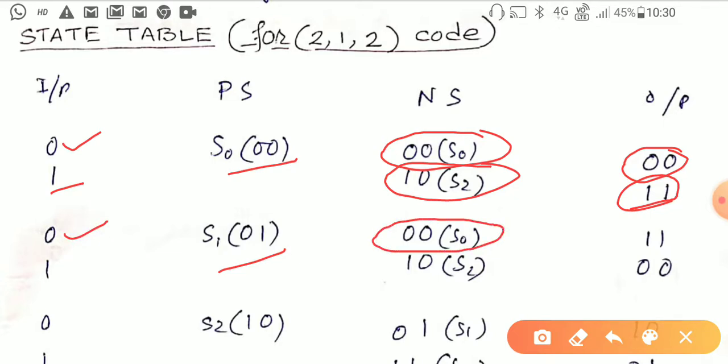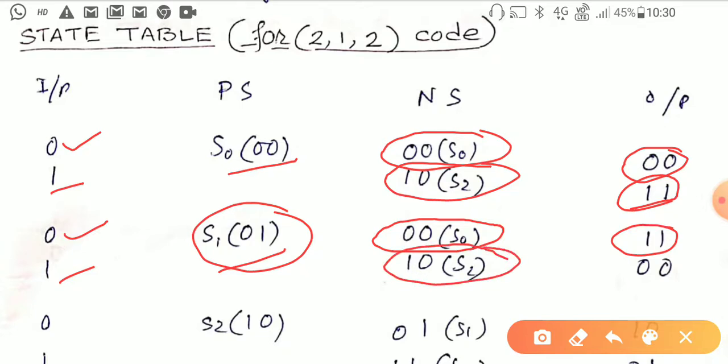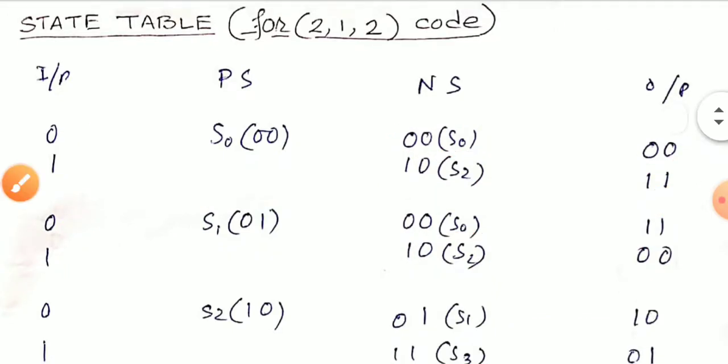After the triggering, the next state value is changed to 0 0, and the output comes as 1 1. For 1 as the input for the same present state value, the next state value will become 1 0, and at that time the output is 0 0. The same way this total task is done on there.